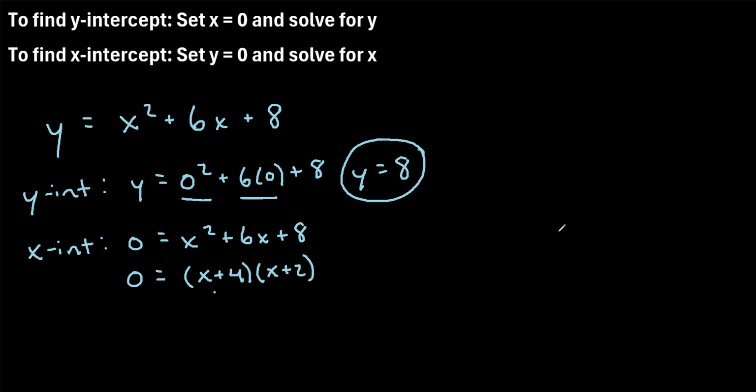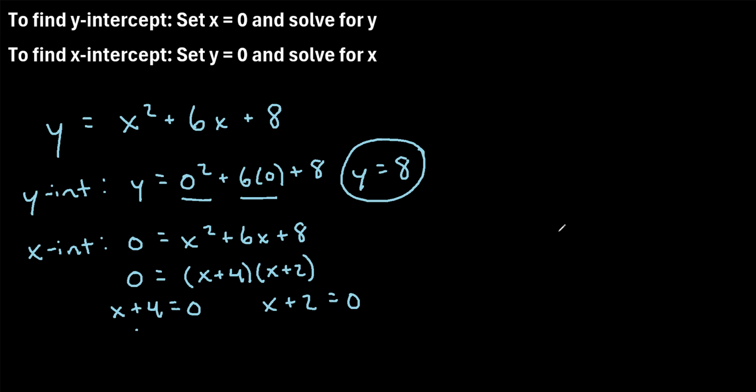So to solve for x, we just need to set each of these parentheses equal to 0 and solve for x. So we'll say x plus 4 is equal to 0 and x plus 2 is equal to 0. Because we can see if either of these parentheses were equal to 0, this entire right-hand side would be 0.